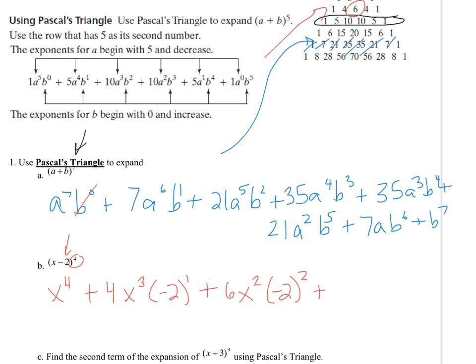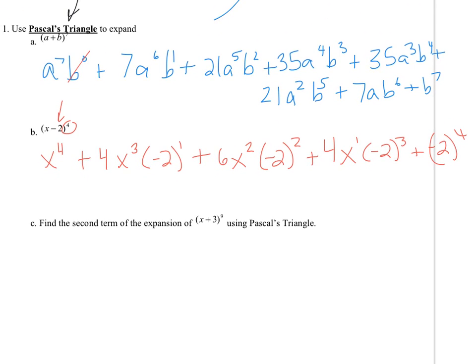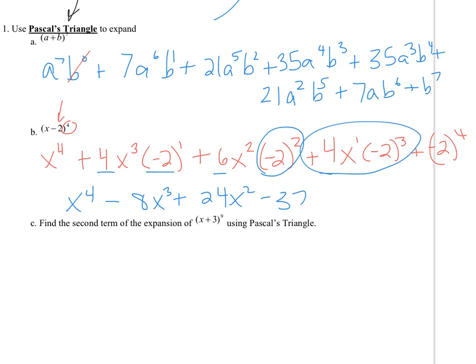So plus 4x to the 1st, and then negative 2 cubed. And I'm going to end with 1 times negative 2 to the 4th, because the x to the 0 just cancels out. Then what you want to do is simplify it. So this is going to be x to the 4th. I have negative 2 times 4, so it's negative 8x cubed. I have 4 times 6, so that's plus 24x squared. I have negative 8 times 4, so that's negative 32x. And at the end, I have plus 16.